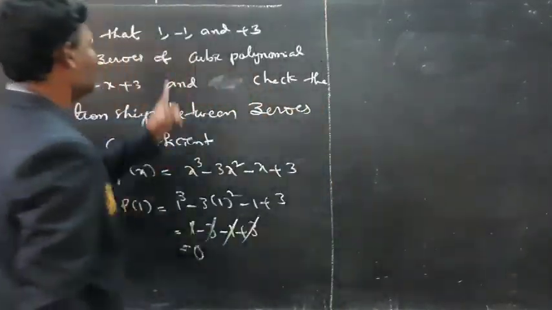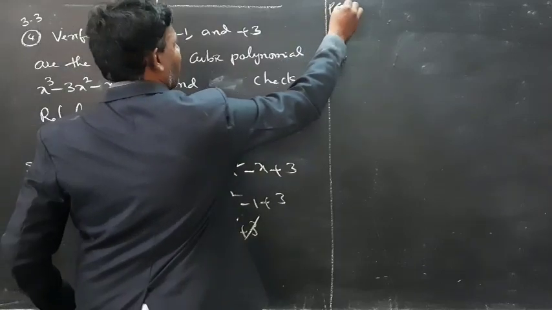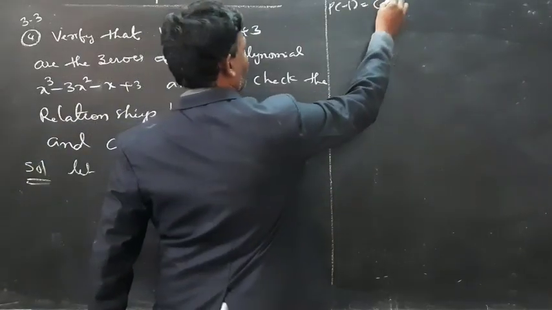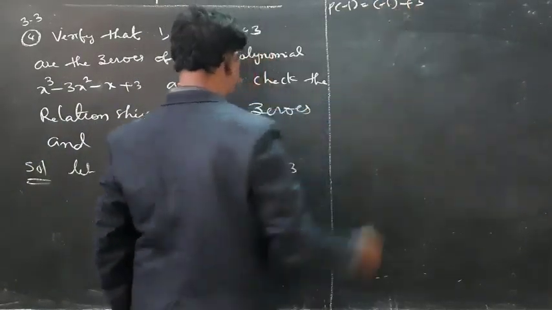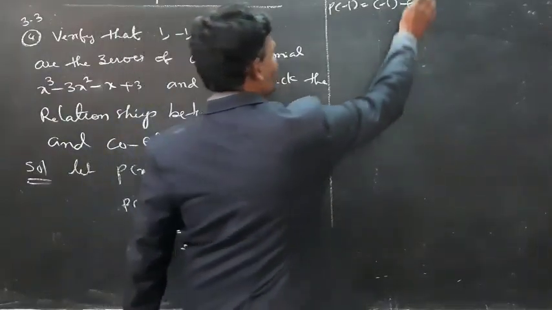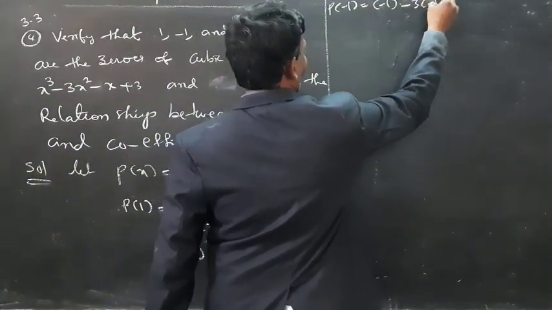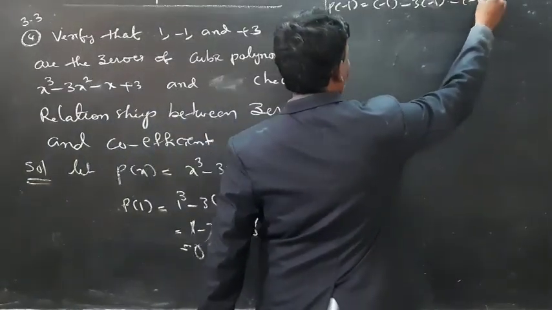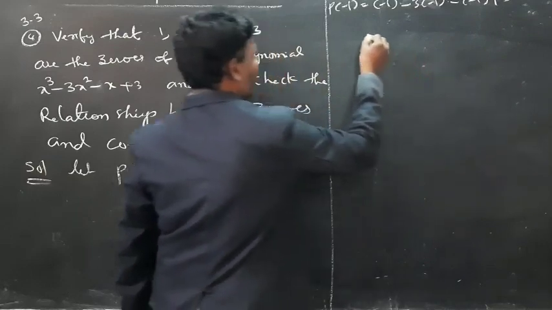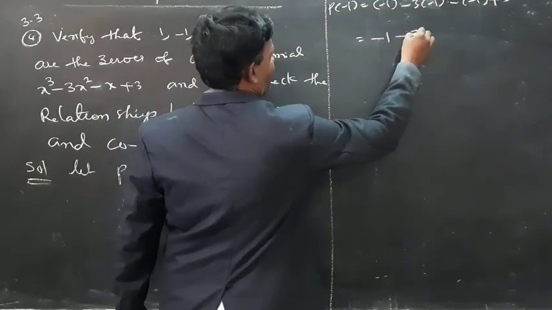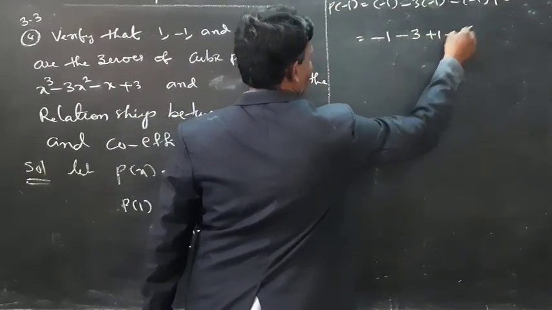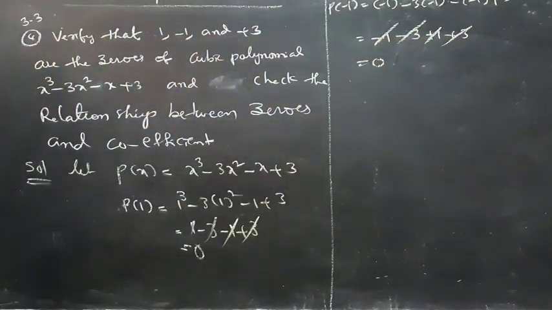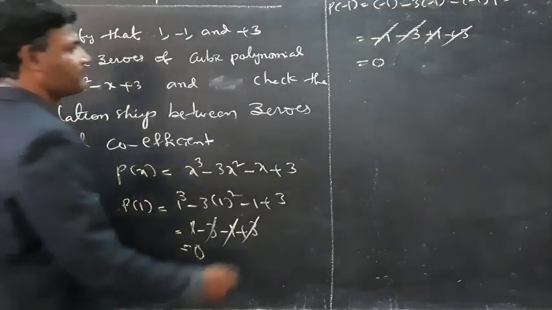Next I am going to check minus 1. It means p of minus 1 is equal to x cube means minus 1 whole cube, minus 3 into x square means minus 3 into minus 1 whole square, minus x means minus of minus 1, plus 3. It means minus 1 minus 3 plus 1 and plus 3. Plus 3 minus 3 cancel, minus 1 plus 1 cancel. So what is the answer? 0 is the answer. Next I am going to check plus 3.